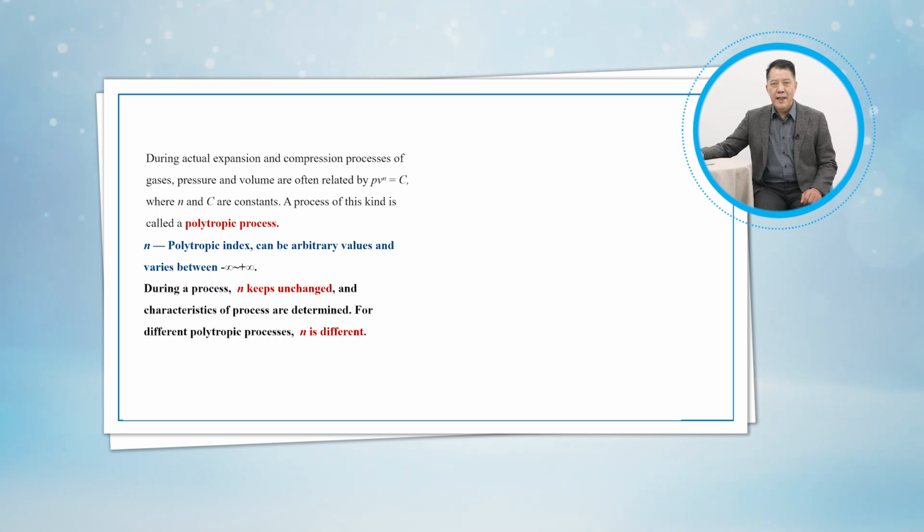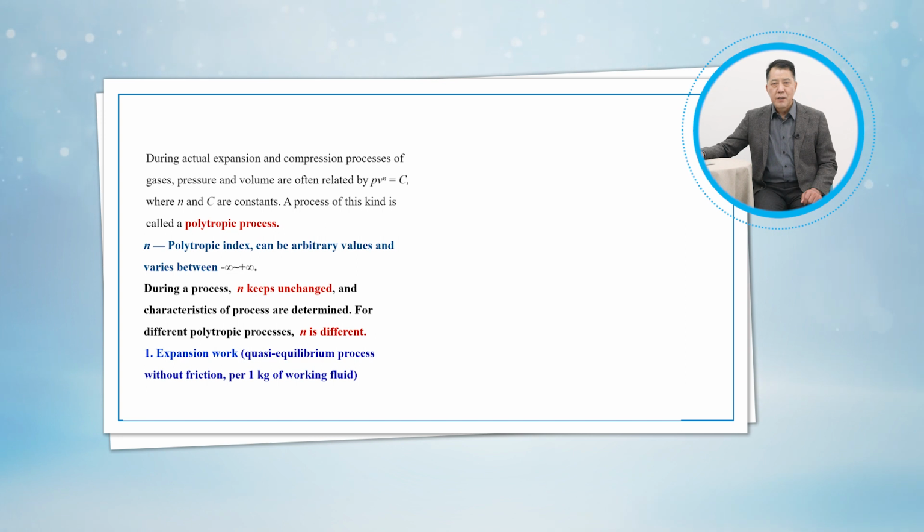During a process, n keeps unchanged, and the characteristics of the process are determined. For different polytropic processes, n is different. Let's first talk about the expansion work. Suppose the process is a quasi-equilibrium process without friction, and the work is for 1 kilogram of working fluid.